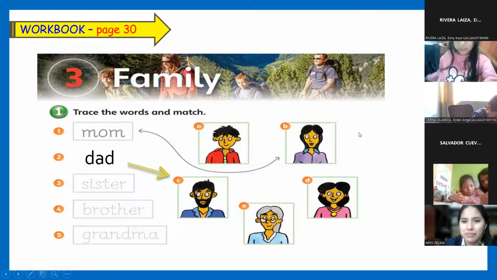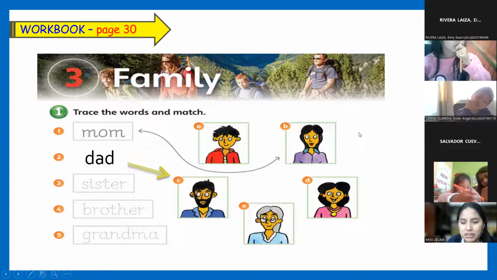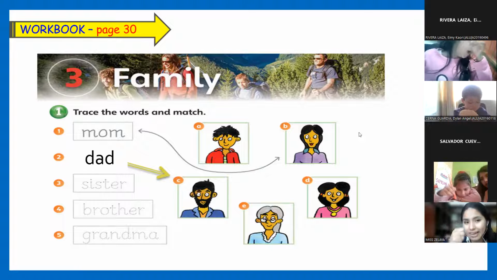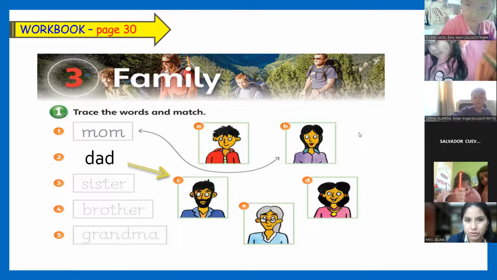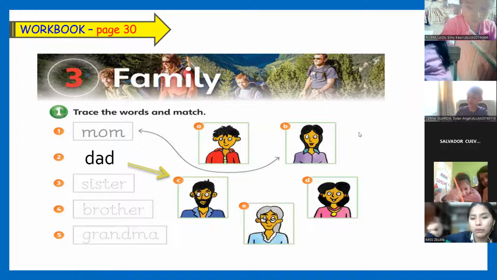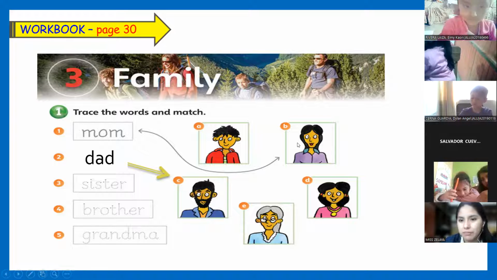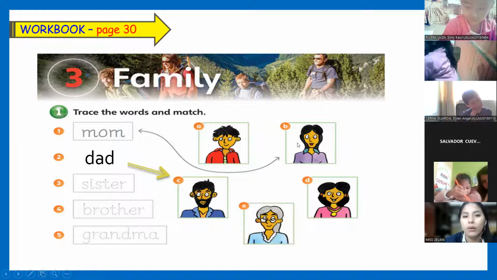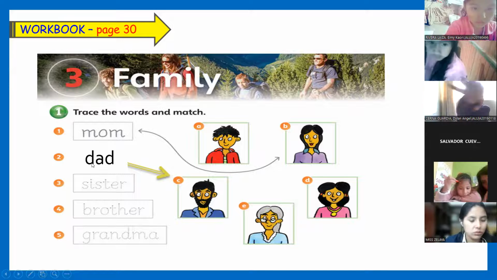Para unir lo que están haciendo, ¿vamos a usar lápiz o color? Repito una vez más, chicos: el trazo para trazar la palabra es con tu lápiz. Use your pencil. ¿Ok? And for matching, para la unión, use colors. Usamos colores. ¿Para unir utilizamos colores? Claro, solo para unir. Para trazar, use your pencil. Usa tu lápiz.